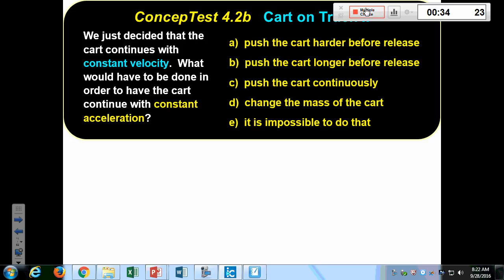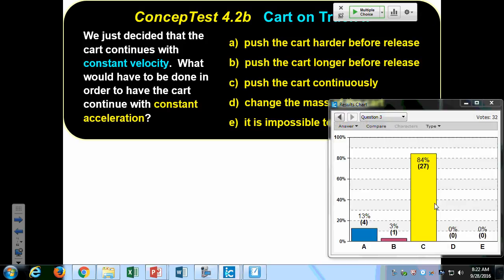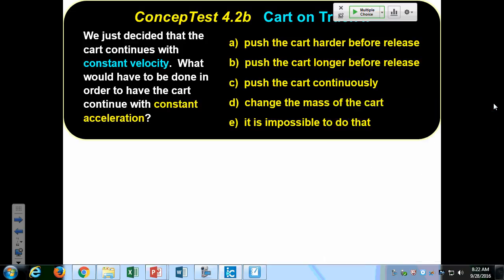All right, we'll stop at 40 seconds. Okay, awesome. C is right. In order to have it move with constant acceleration, I know that F equals ma. In order for that to move at constant acceleration, I have to have a constant force.